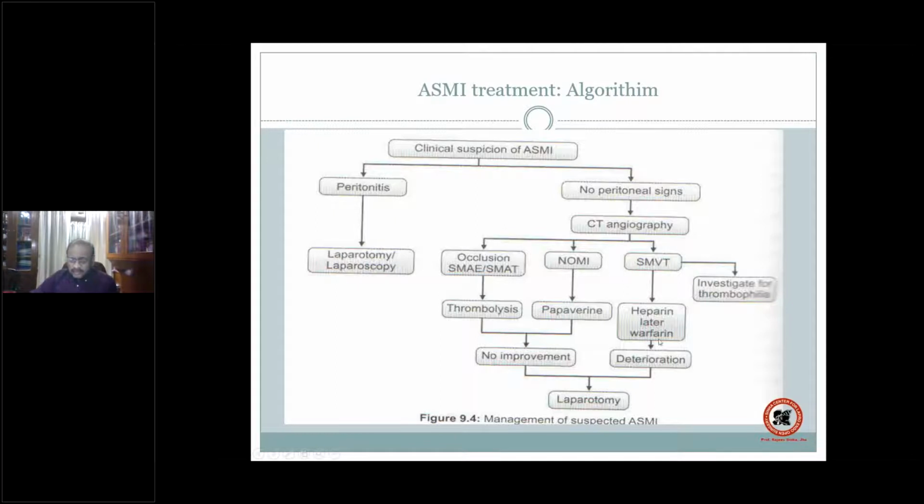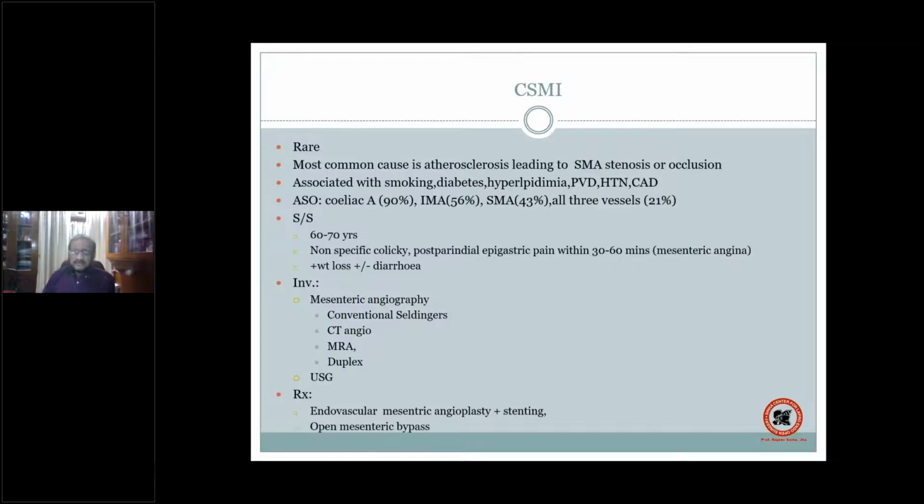If there is no improvement or there is deterioration, ultimately it has to go in for a laparotomy, along with a revascularization or reconstruction of the vessel if it is possible. On the other hand, chronic ischemia, or chronic superior mesenteric artery ischemia, is a much rarer occurrence.